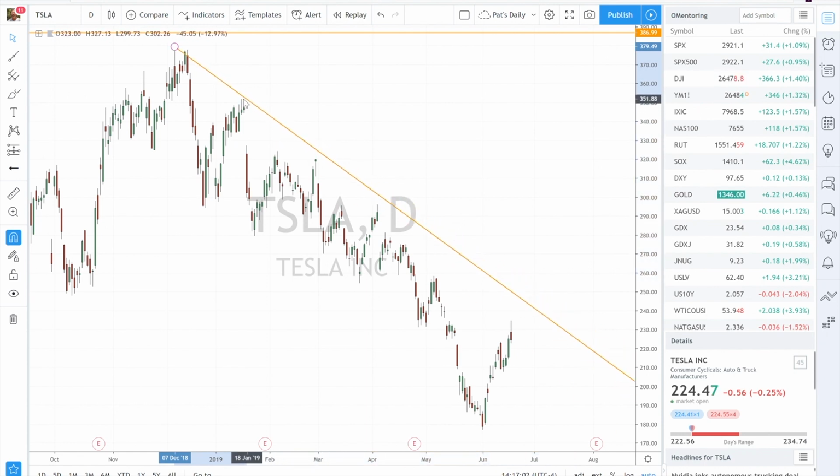But here you can see it was pretty clear. You connected a lot of points. That's a strong downtrend.